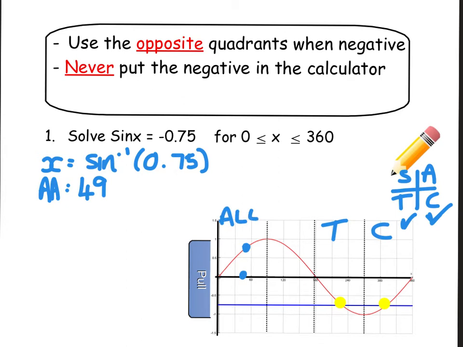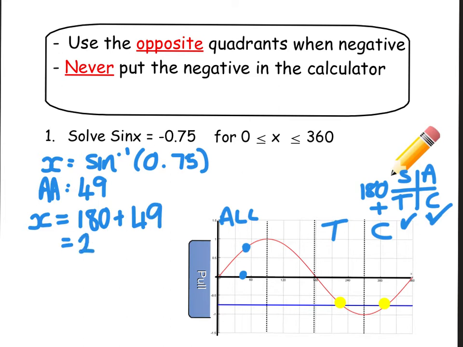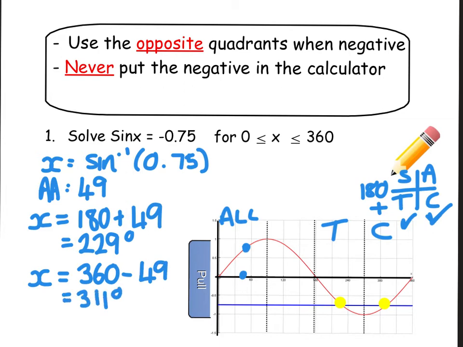So then we take that number and we apply it to the two other quadrants. So for the tan box, remember this was after 180, so you add on. So x equals 180 plus 49, which is 229 degrees. And for the cos box, you do x equals 360, take away 49, which is 311 degrees. And remember what I told you last time in the videos, please underline what your two answers are.